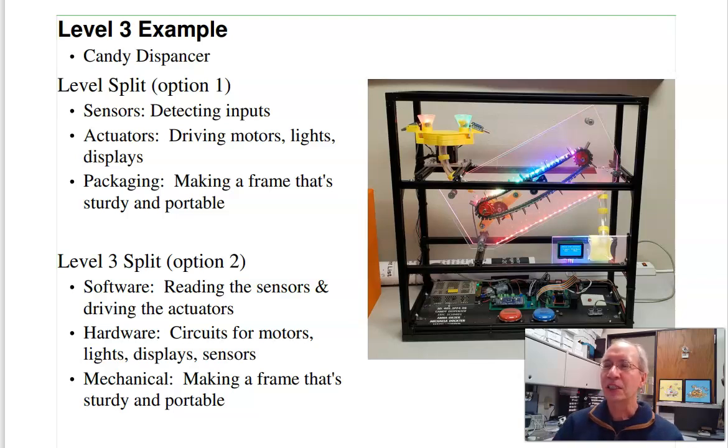Those are the sensors, things that detect inputs, like the push buttons, lights, stuff like that. Actuators would be the outputs, lights, motors, conveyor belt, solenoids, and packaging, putting it together so you can be portable. That's one way to split it. Another way to split it is software, hardware, mechanical. So how you split it up is kind of up to you.